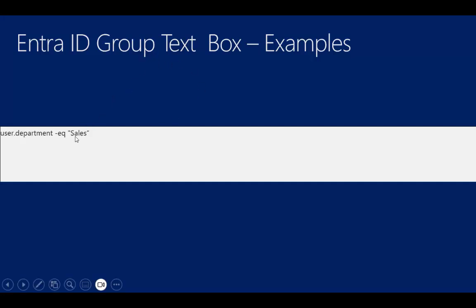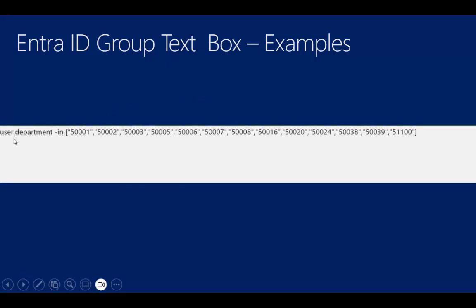User.department equals sales. Pretty easy. So return all users whose department is equal to sales. So let's keep going. User department in. So here we have an array of numbers that could represent user departments. And so we want to return all users who have departments that are in this list. So in is one of those operators that can help you from an efficiency perspective. You'll hear me talk about that at the end of this whenever I talk about efficiency. So this is a good example.